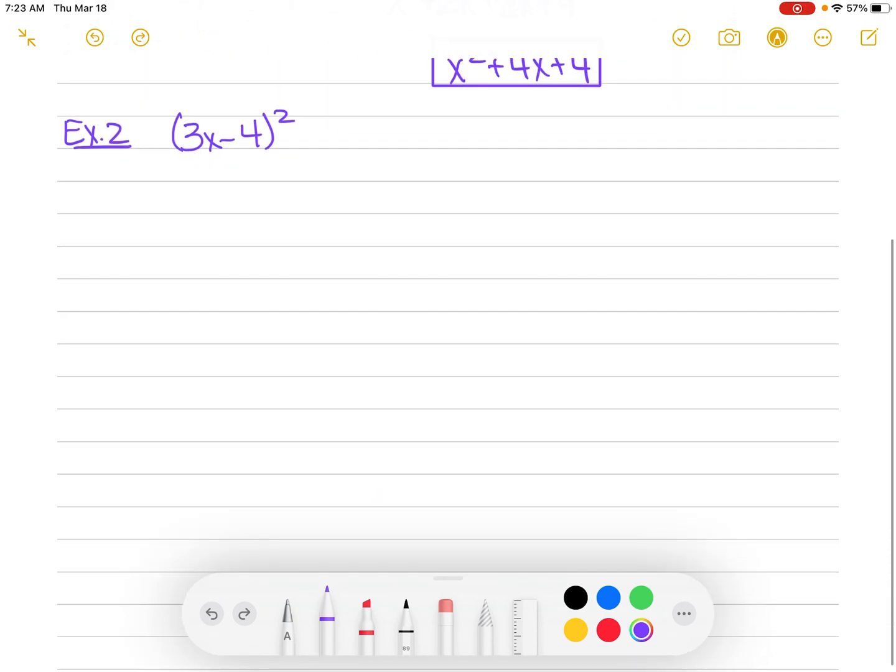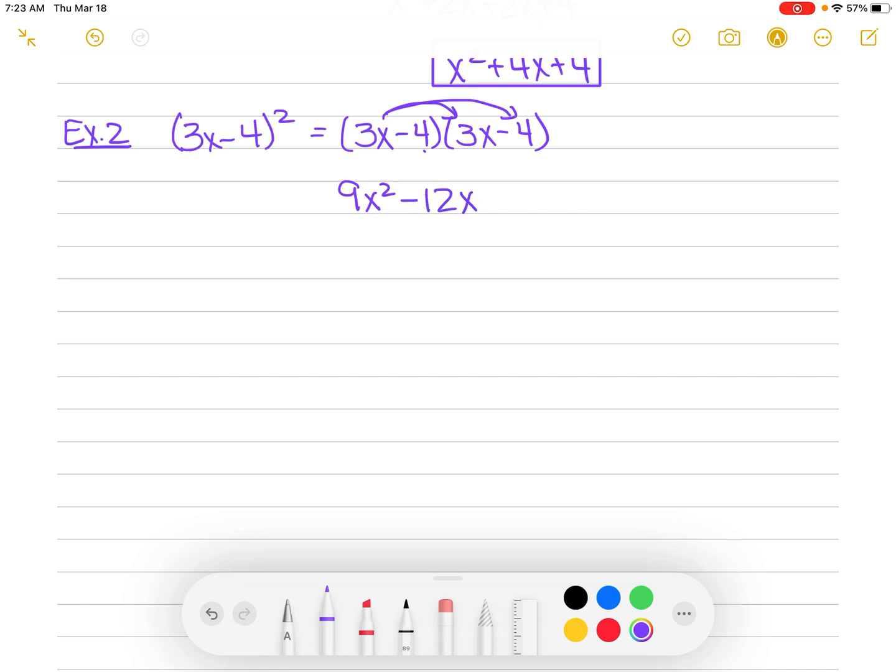Okay, now you should be back, and you should have taken this parentheses and written it out twice, and then done your distributive property. So 3x times 3x is 9x squared. 3x times minus 4 is minus 12x. Then I go to the other side, and that's minus 12x. And minus 4 times minus 4 is plus 16. Now I put my like terms together, so that's minus 24x. And there's my answer, 9x squared minus 24x plus 16.